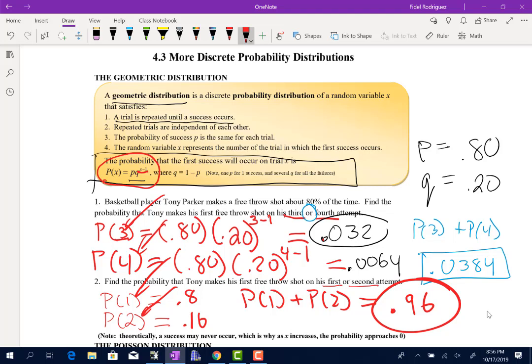So guys, the whole point of geometric distribution is you're going to keep trying until you get it. If you notice in this problem, Tony Parker's trying to make his free throw. We're looking for the probability that he's actually going to get it, either on his first attempt, or his second attempt, or his third attempt, or his fourth attempt.